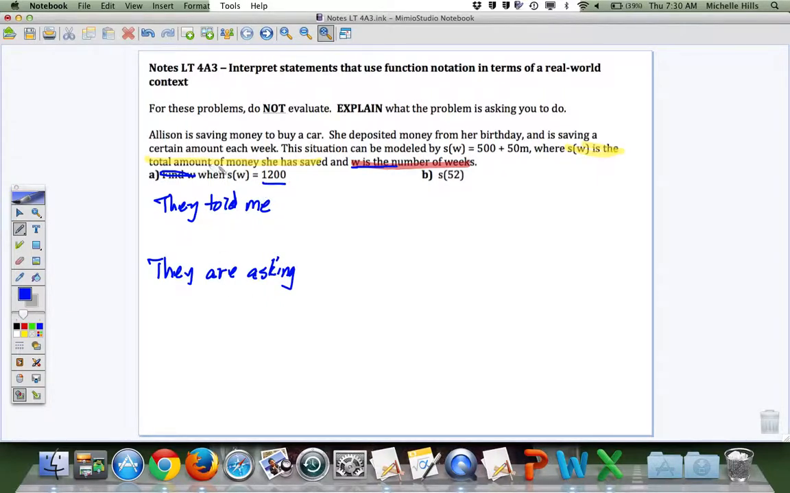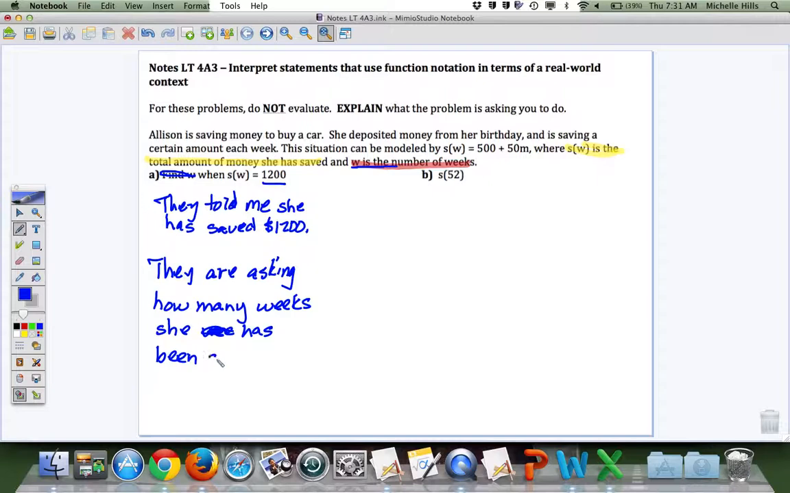So they told me this. What's that $1,200 mean? Well, it's the total amount of money she saved. So they told me she has saved $1,200. Which means they're asking for the other variable. They are asking how many weeks she has been saving. And I'm still going to try to do the typing here in a minute, because otherwise this video is going to be very long. How many weeks she has been saving. So they told me one of the things, and they're asking me the other one. That's all you're going to do on these answers.